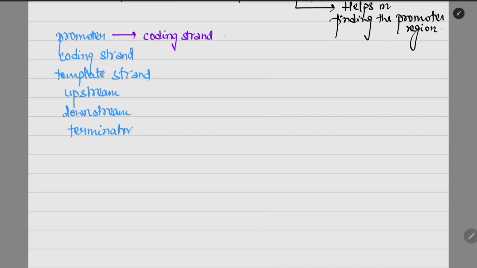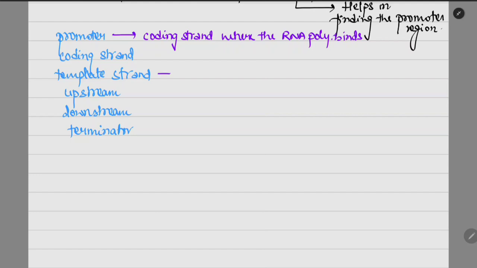Coding strand where the RNA polymerase binds. Okay. Now what is coding strand? Coding strand is the opposite strand of the template strand, where the nucleotide sequence is that of the new RNA formed, except in place of thymine the uracil is formed.